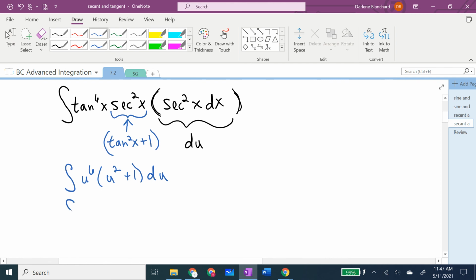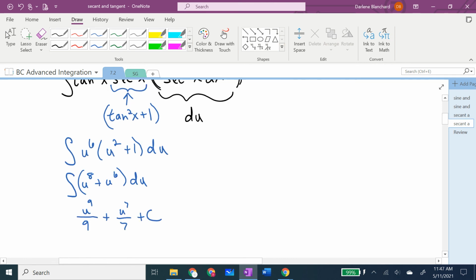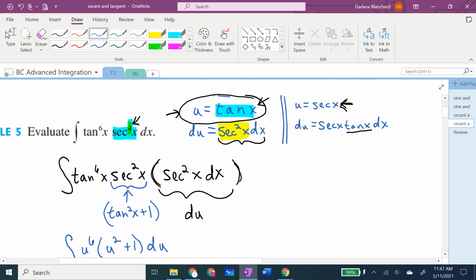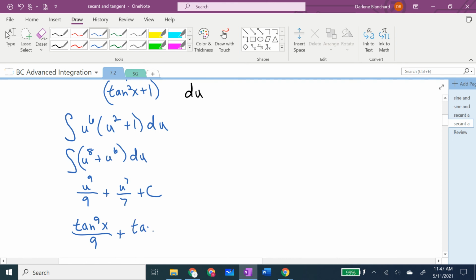This one isn't too bad. We're just going to distribute and integrate. Some of you are just going to integrate and plug the u in while you do it. That's fine. And because u is tangent, and voila, not bad.